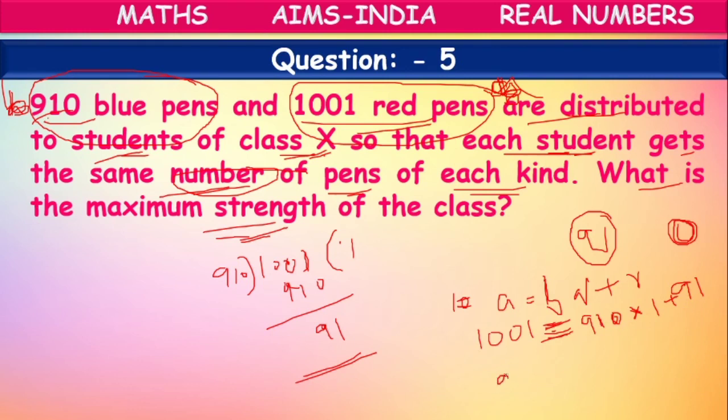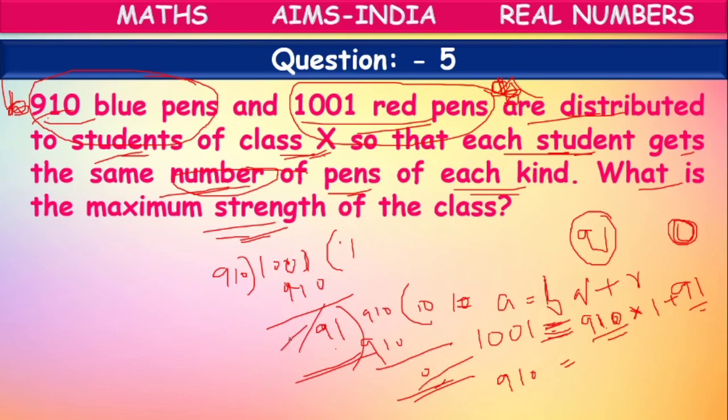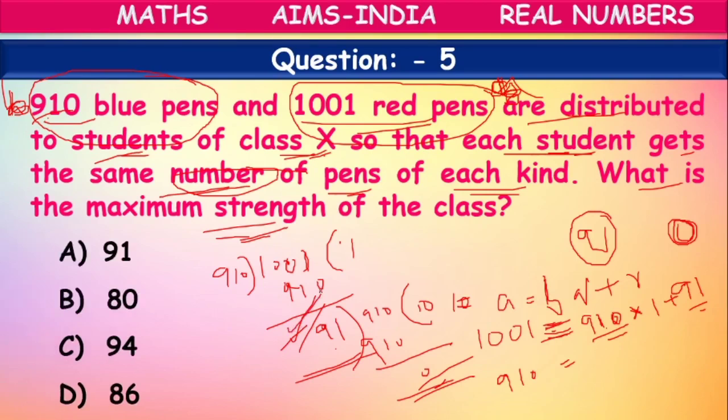Next, if I take 910 here, because according to Euclid division algorithm, we can continue the step. We can continue Euclid division lemma until we get 0. With the 91, if this 910 comes here, 91 ten times are 910, remainder 0. Means when we have divided with the 91, the remainder is 0. So the HCF is 91.